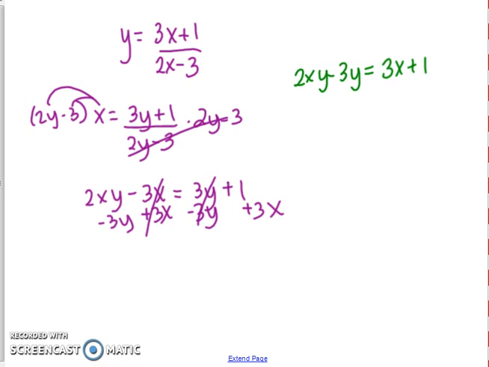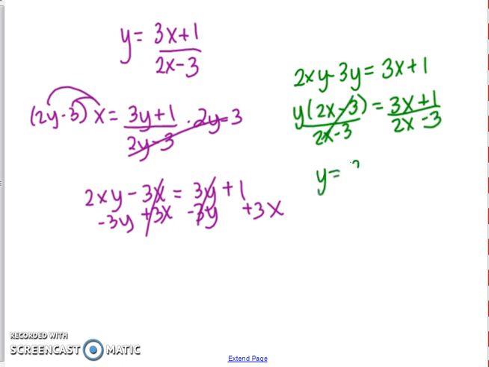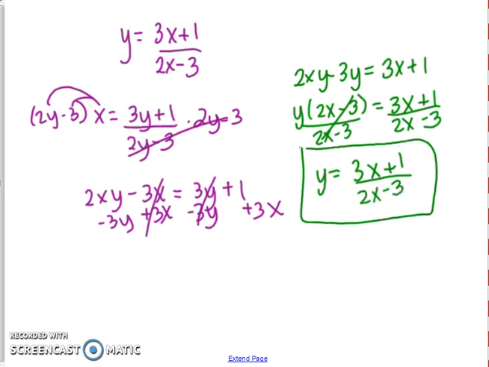So on that left-hand side, I have 2 y's there. So what I need to do is factor that out. So I'm going to take the y out. So I have y times 2x minus 3 equals 3x plus 1. And now I can divide by 2x minus 3. So y equals 3x plus 1 over 2x minus 3. And this is a rational function. So since it's a rational function, I know that yes, this is a function.